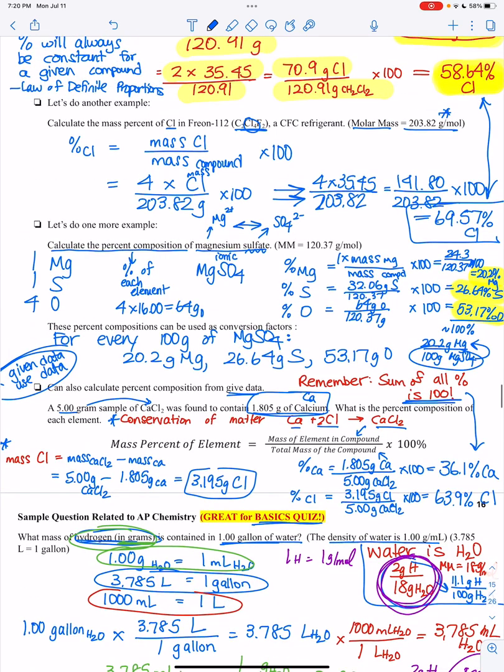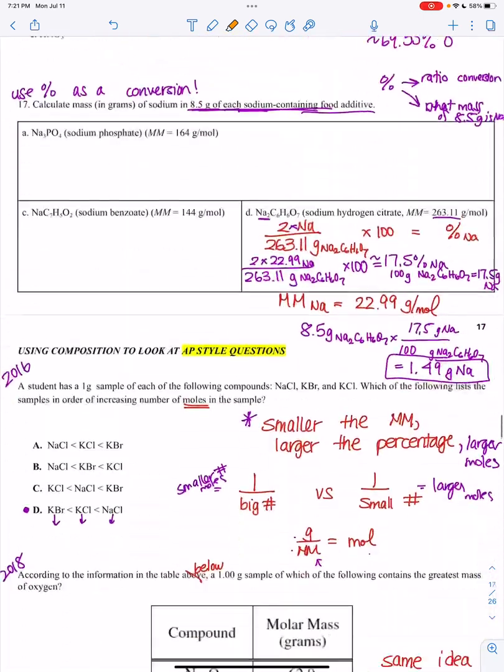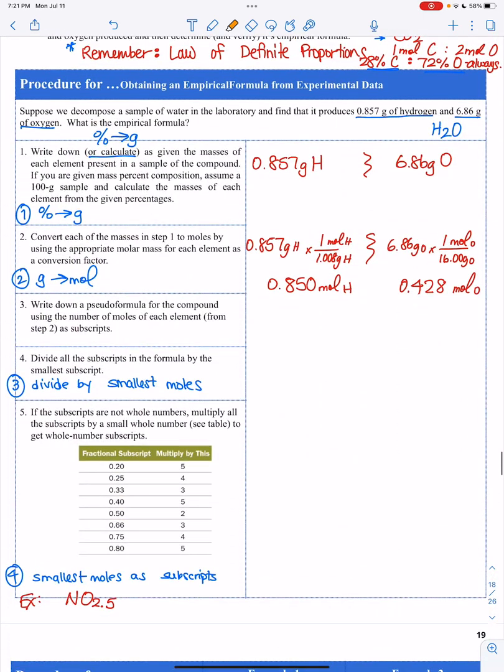If you look at my magnesium sulfate, I'm going to highlight it in orange here. These percent compositions can be used as conversion factors. So if I had 100% of magnesium sulfate, that's 20.2 grams of magnesium, 26.64 grams of sulfur, and 53.17 grams of oxygen. If I had 100% or 100 grams of magnesium sulfate, I could pretend 100% is 100 grams. I could instantly convert those percentages to grams. Keep that in mind. That'll be for the next page. Let's go back here, though.